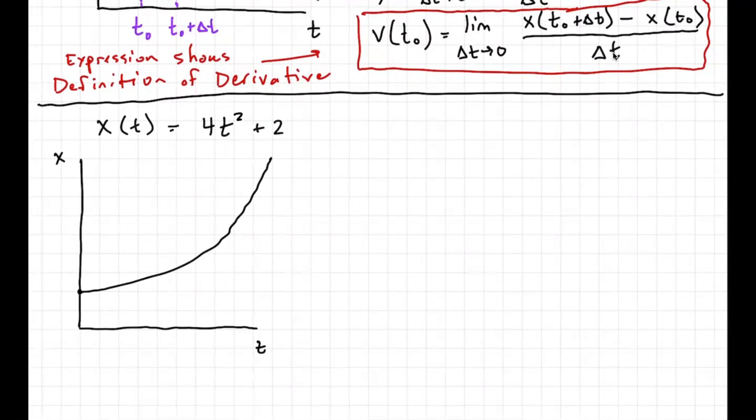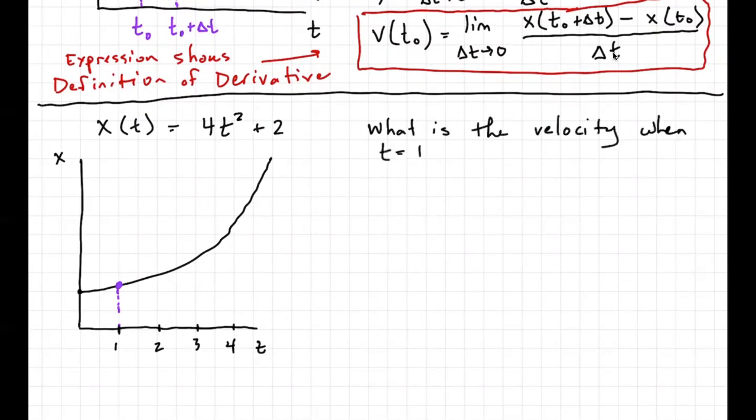That's kind of what our graph looks like. Let's say I wanted to know the instantaneous velocity when t equals 1. So let me make some markers here. Let's say that's 1, 2, 3, 4. And what I want to know is what's the instantaneous velocity at this point, t equals 1. So that's my question. What is the velocity when time is 1? This is a question of taking a derivative, or equivalently sort of taking the limit of the slope at that point.